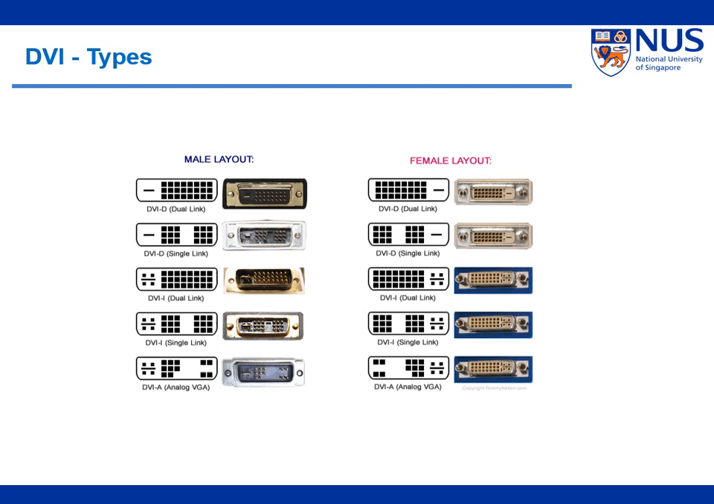DVI-D is for digital signals only, good for connecting computers to digital screens. It has 2 versions, a single link for standard quality and dual link for high quality. DVI-A is for analog signals only, used for older devices. DVI-I works with both digital and analog signals, and comes in a single link and dual link like DVI-D. Both DVI-D and DVI-I can be dual link, supporting better quality by having more pins.